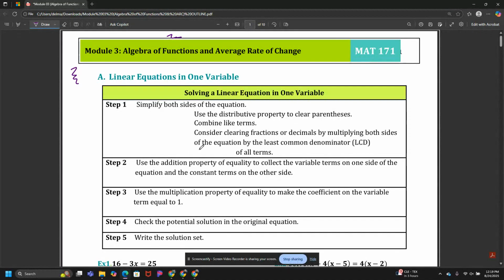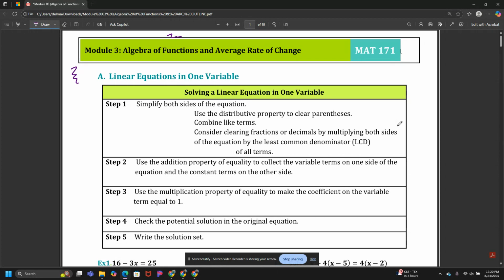So we've made it to Module 3, and Module 3 covers the algebra of functions and average rate of change, and of course average rate of change is very similar to slope. So we're going to first look at how do I solve a linear equation in one variable.